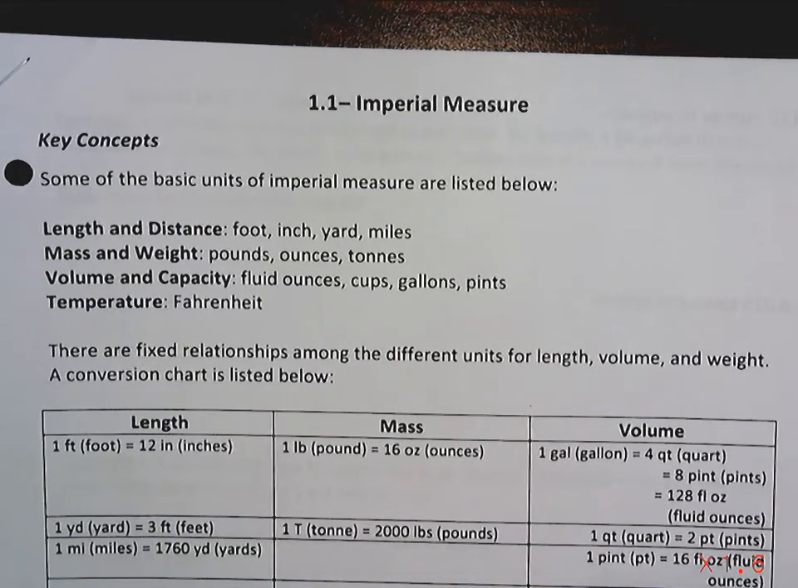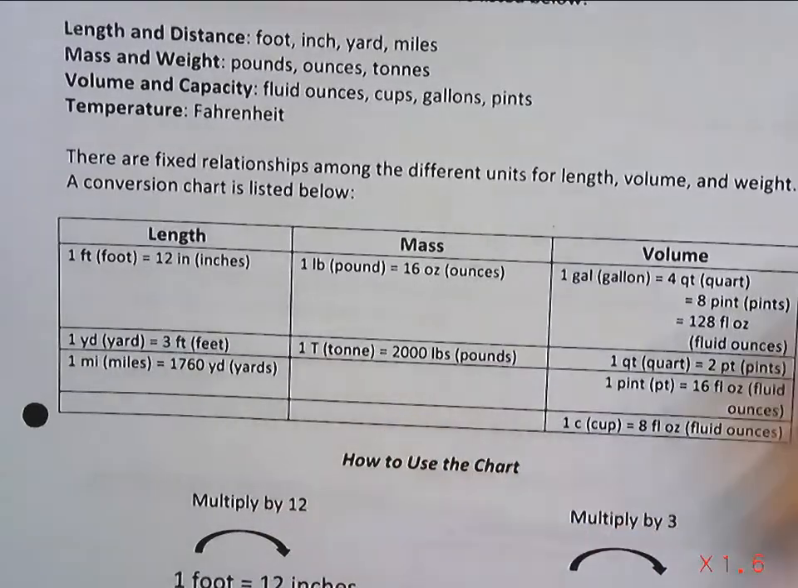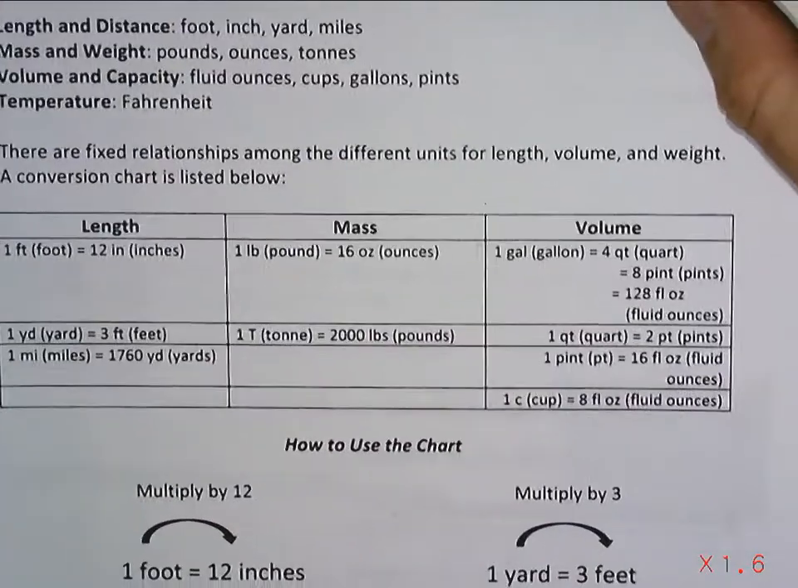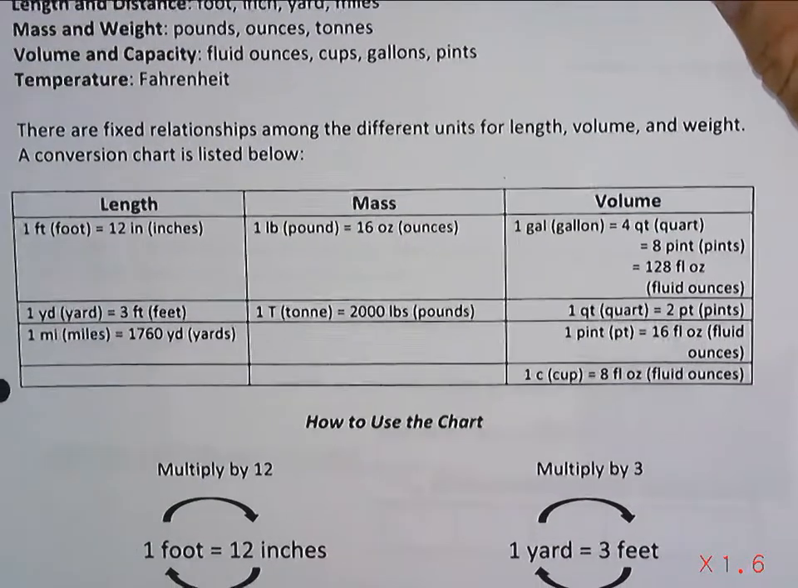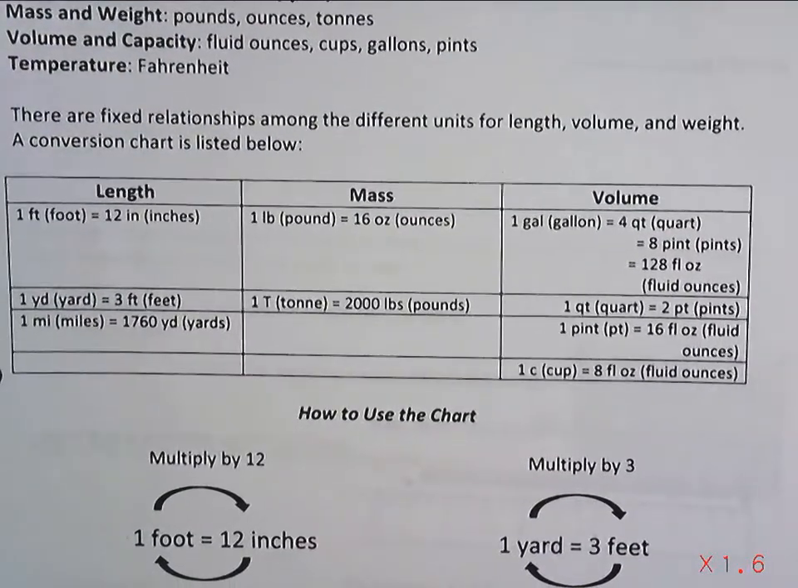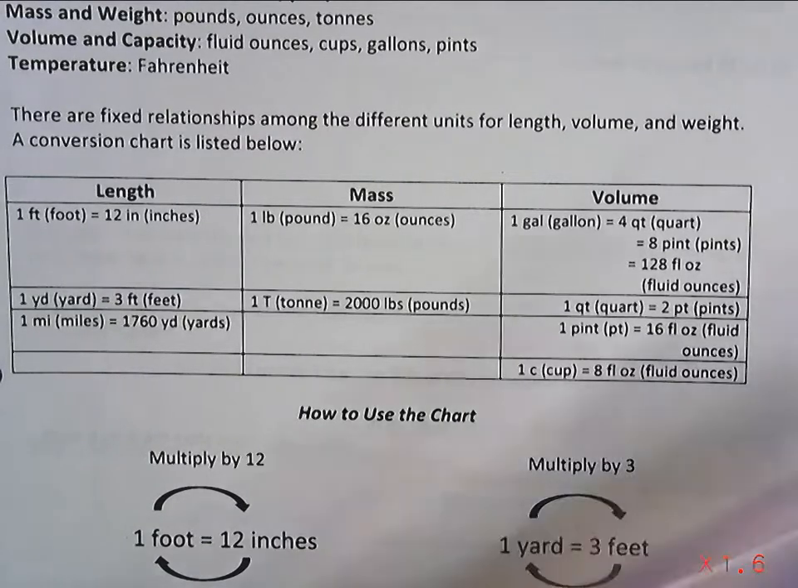I find even more so now with the internet, if you're getting any information, if it's coming from someone that's using imperial, you might get it from someone using metric, and it flip-flops, so you really have to know the difference. There are fixed relationships among the different units of length, volume, and weight. A conversion chart is listed below. So here's a conversion chart that we can sort of use.